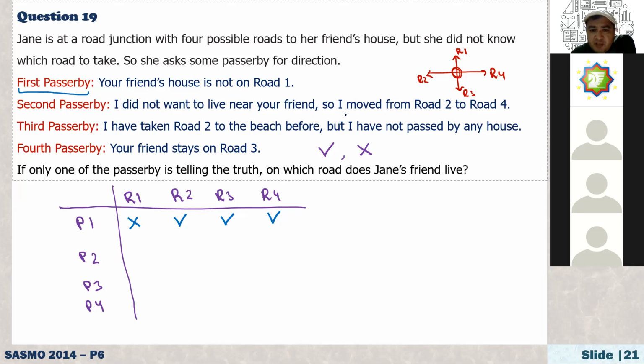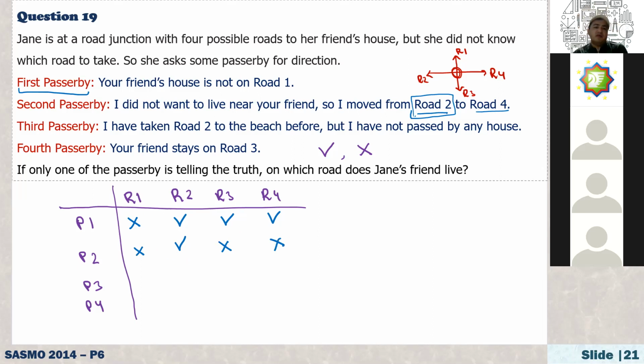No, that means that I didn't want to live near your friend, so I moved from road 2 to road 4. That means that his friend's house is in road 2, right? Because he's saying that I did not want to live near your friend, so I moved from road 2 to road 4. That means that he was living near his friend's house, right? Which means that they were both living on road 2, and that's why he moved to road 4. So he's saying that his friend lives in road 2.